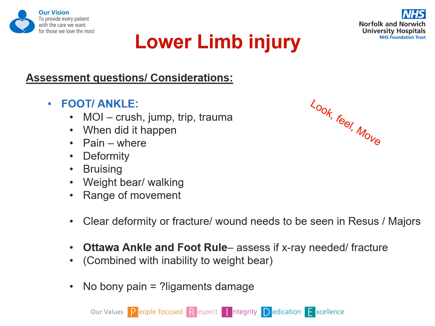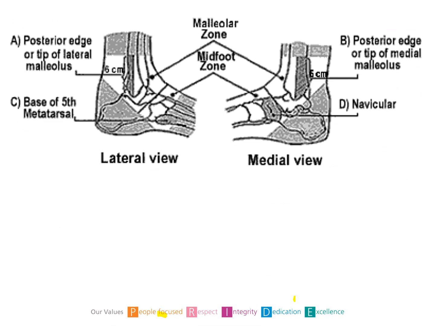So for those less serious, even if you do think it might be broken, they're usually seen in majors, and they can have an x-ray, and maybe they might need a boot, or they might need to be plastered in minors. And if you do palpate it and you've got no bony pain, that again indicates it's ligament damage rather than a fracture. So this is the Ottawa ankle rule picture. This is basically done by palpating or feeling the foot and the ankle in specific areas to identify any bony pain.